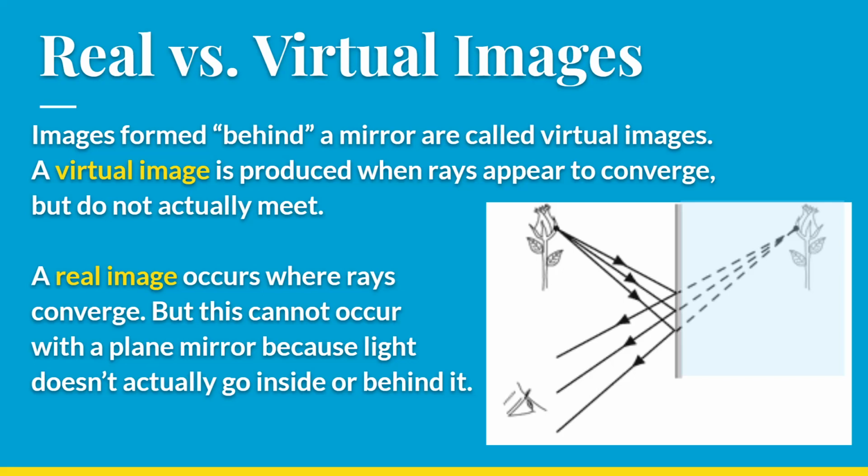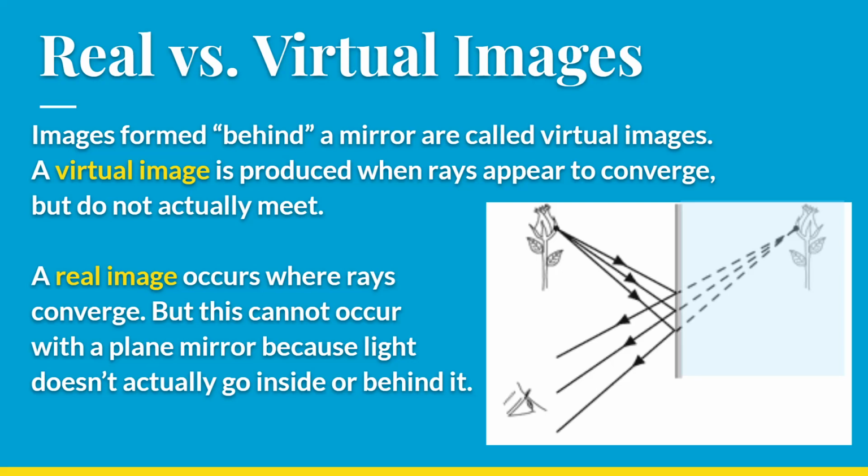So when you look in the mirror, that's just a virtual image. There's nothing actually back there. You just perceive it to be back there. A virtual image is different than a real image. A real image occurs when rays converge. This cannot occur with a plane mirror. You're not going to get a real image by looking in a flat mirror because the light doesn't actually go inside or behind it. You can get a real image with different types of lenses.